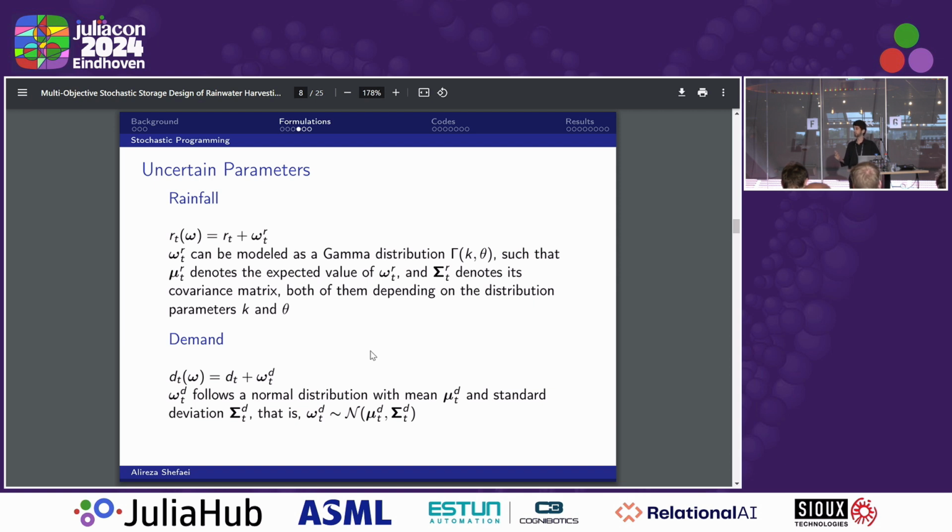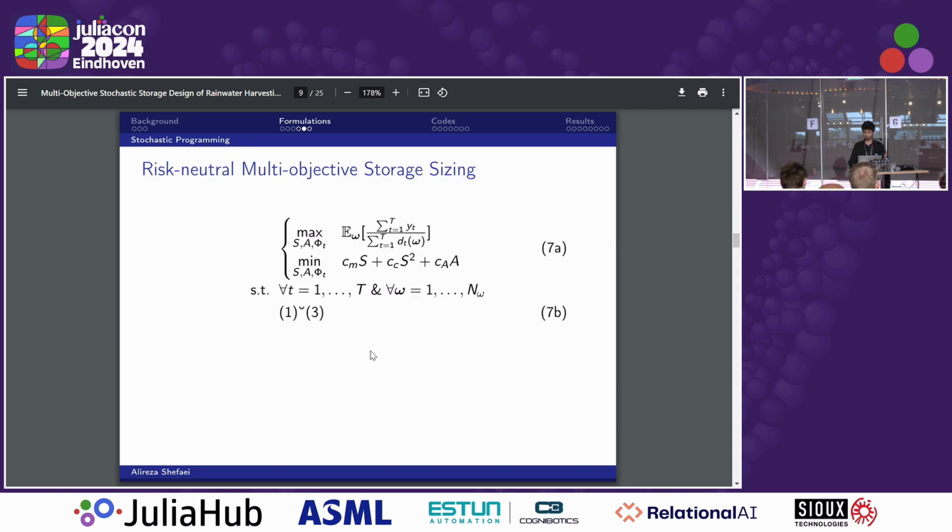So we can introduce the uncertainty in the problem by considering the rainfall and demand as random variables, whose historical data follow a specific probability distribution. By doing this, we can formulate our stochastic multi-objective problem, in which instead of the efficiency, we calculate the expected efficiency over the demand and rainfall scenarios by considering the flow constraint.